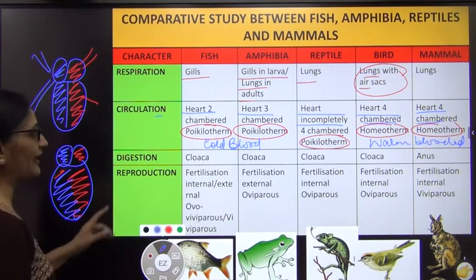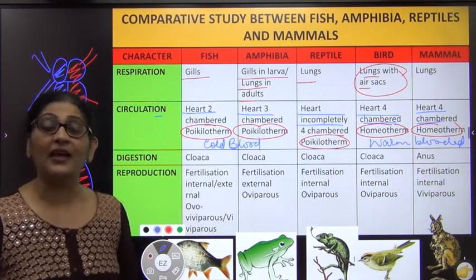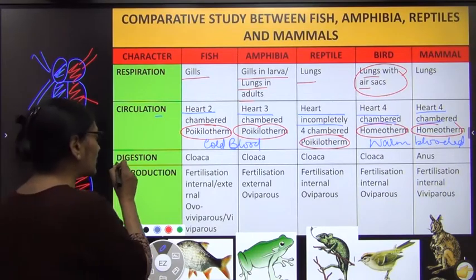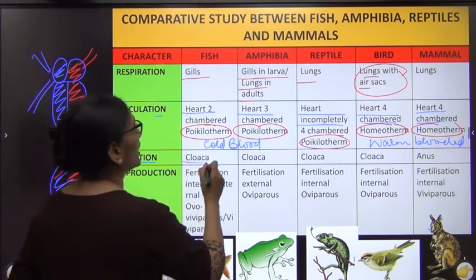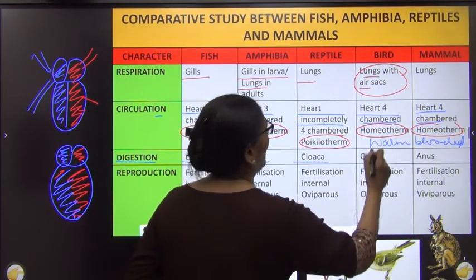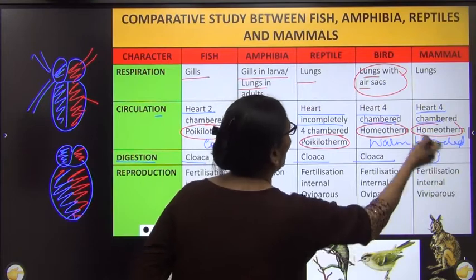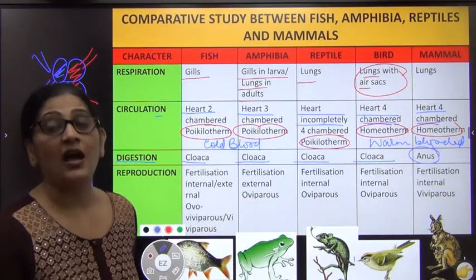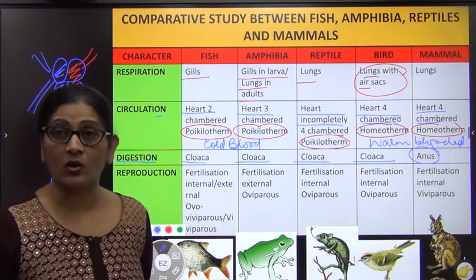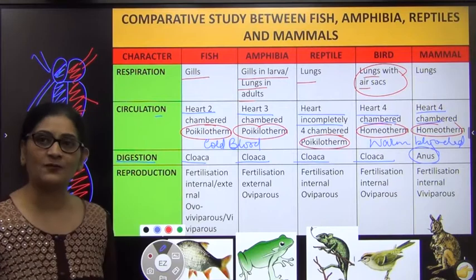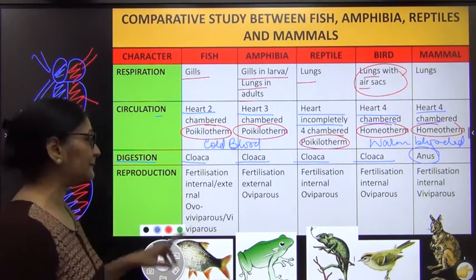Now, digestion में एक interesting चीज मैंने यहाँ पर लिखी है, I will require some time to explain you that. What is that? Digestion में fish has cloaca, amphibia has cloaca, reptile has cloaca, birds have cloaca, only mammals do not have cloaca, they have anus. अब आप बोलेंगे मैम what is this cloaca and what is this anus? I'll explain you right now. Just let me complete the last point once first, then I will say that.